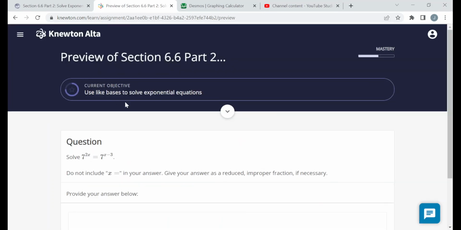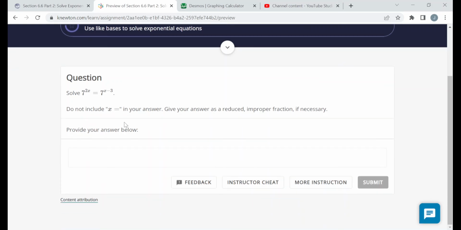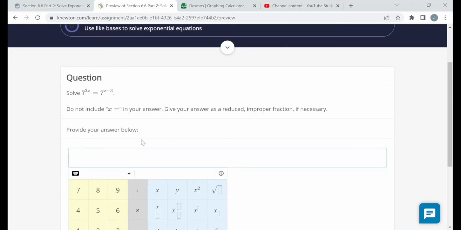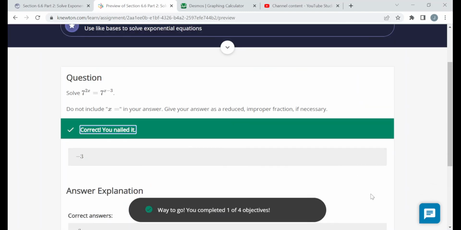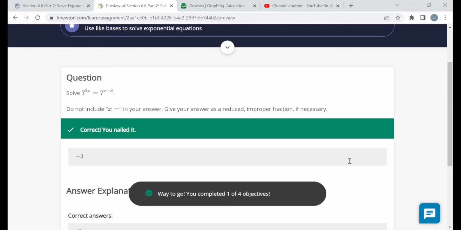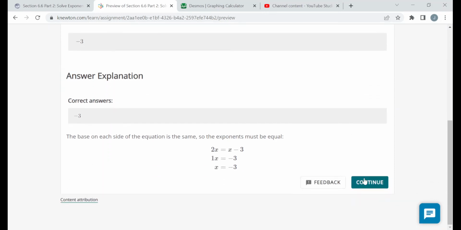All right, then looks like one more of these. Again, both sides have base 7, so the powers must be the same. 2x must be equal to x minus 3. Just subtract x from both sides. X must be equal to -3. That's it. -3. Wonderful. Yeah, so that's probably the easiest of the objectives, right, where both sides are already written in the same base. You just have to equate the exponents, solve, and check.